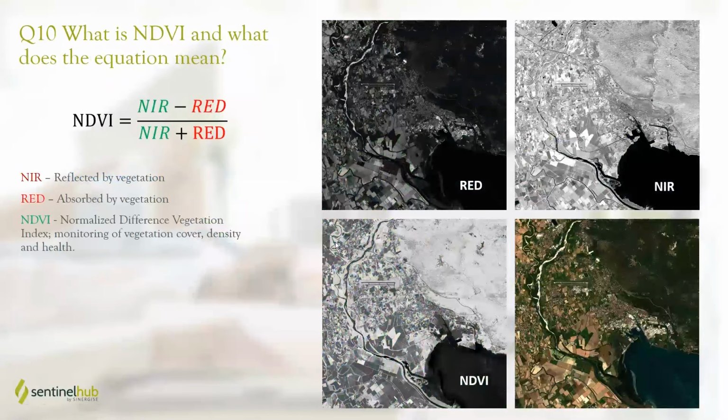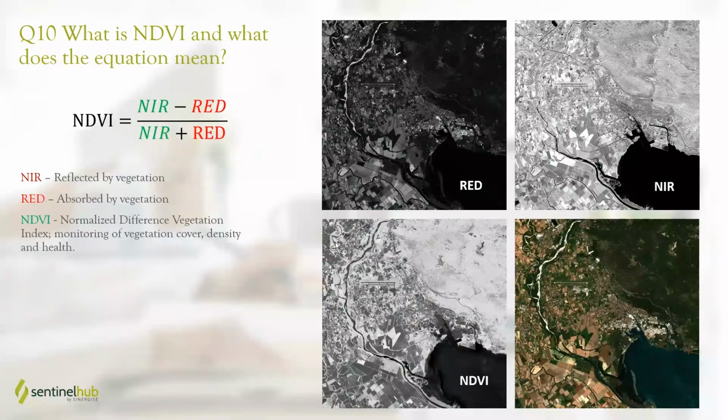Question number 10. What is NDVI and what does the equation mean? So NDVI is the Normalized Difference Vegetation Index. It is a very common index used for monitoring vegetation, so the coverage of vegetation, density, and health. It usually has values between -1 and 1, and it is usually visualized in green colors. It is comprised of the near infrared and the red bands.